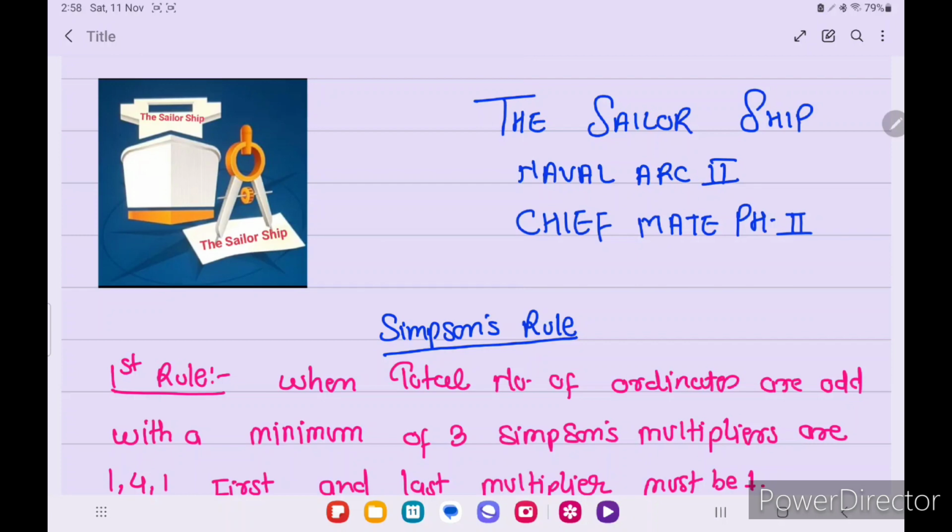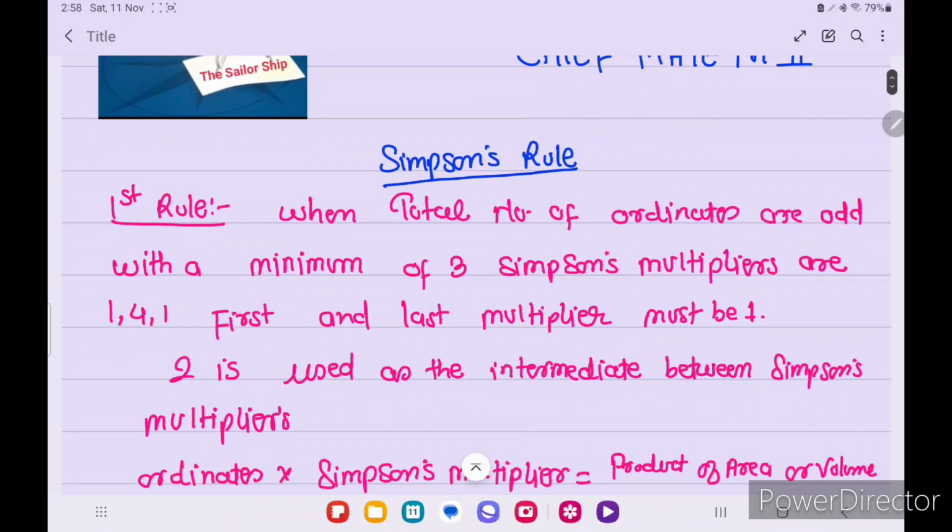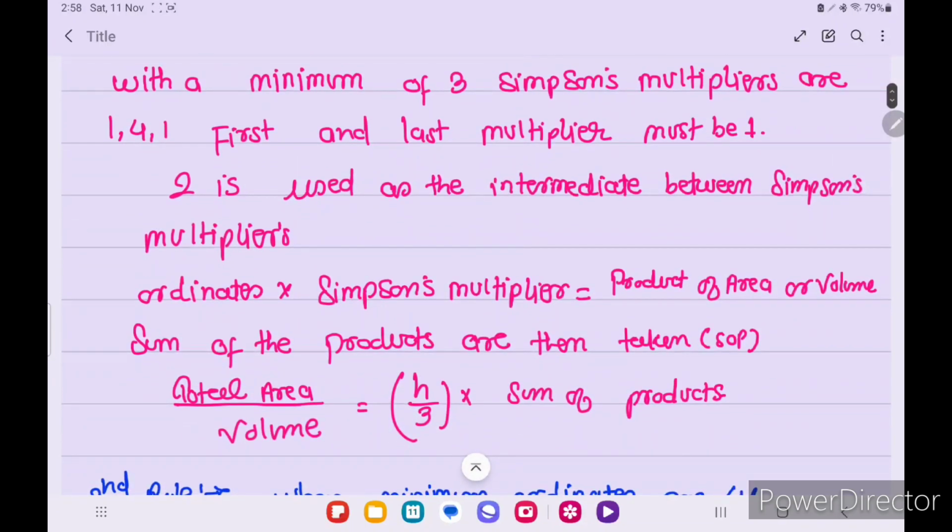Simpson's first rule: when the total number of ordinates is odd, with a minimum of 3, the Simpson's multipliers are 1, 4, 1. The first and last must be 1, and 2 is used as the intermediate between Simpson's multipliers. Ordinate into Simpson multiplier is equal to the product of area, or we can say product of volume. The sum of the products is taken as SOP. Total area or volume is equal to h by 3 into sum of products.